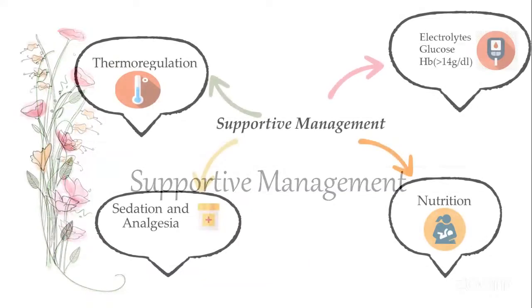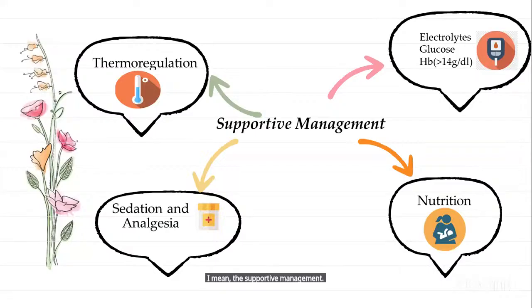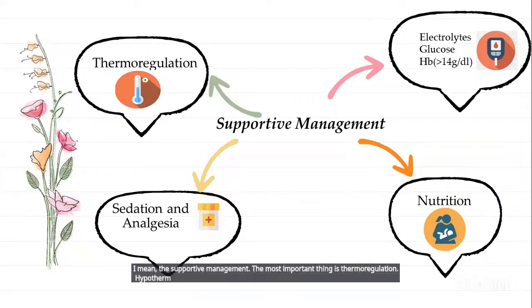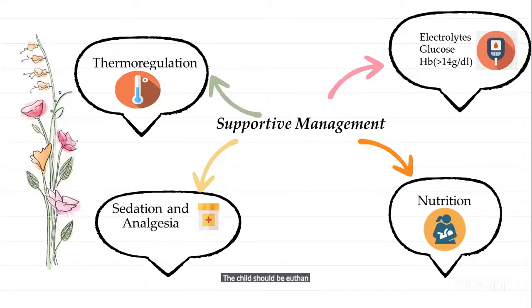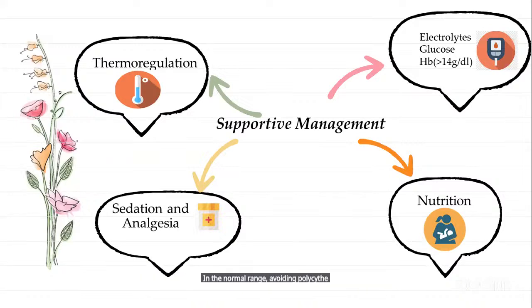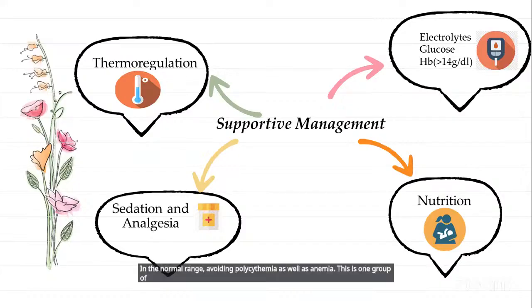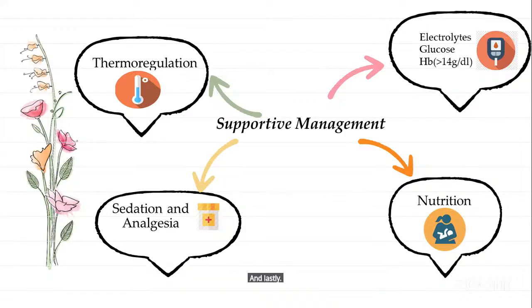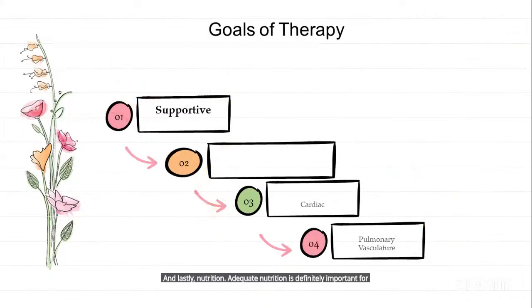Coming to supportive management, the most important thing is thermoregulation. Hypothermia alone has been shown to worsen pulmonary hypertension. So the child should be euthermic, avoiding hypothermia and hyperthermia. Electrolytes and glucose should be in the normal range, including hemoglobin, avoiding polycythemia as well as anemia. This is one group of disease where we allow sedation and analgesia, because if the child is agitated, it will lead to catecholamine release and increase your pulmonary vascular resistance. So adequate sedation and analgesia is equally important. And lastly, nutrition. Adequate nutrition is definitely important for every newborn disease.